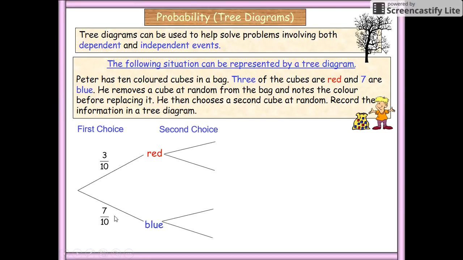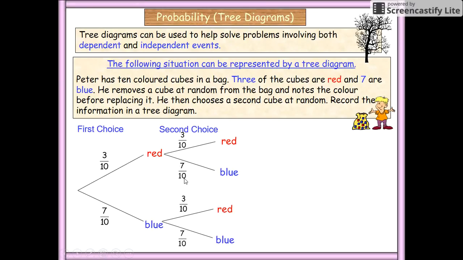Then our second choice we throw, and we know that we're going to put red and blue there, and we're going to put red and blue there. Red, blue. And again, that's going to be 3 out of 10 red. How many of the blue will be 7 out of 10? How many of the red will be 3 out of 10 and 7 out of 10? So that doesn't change. There's always going to be 3 cubes out of 10 that were red and 7 cubes out of the bag that were blue.